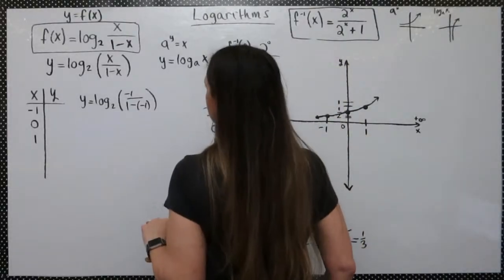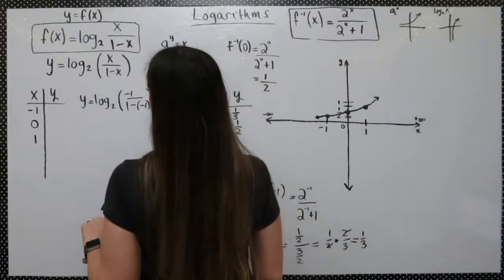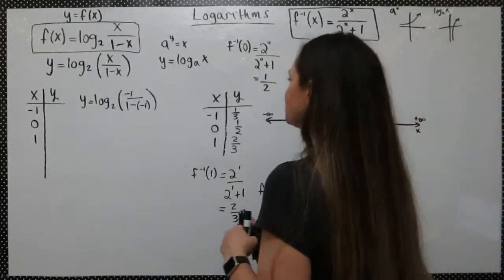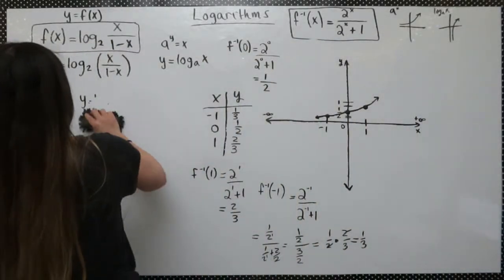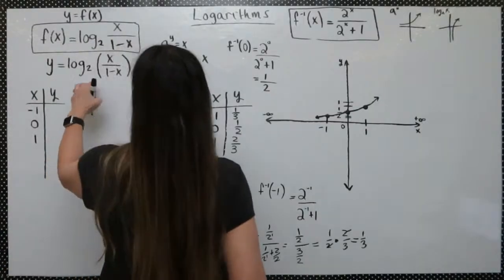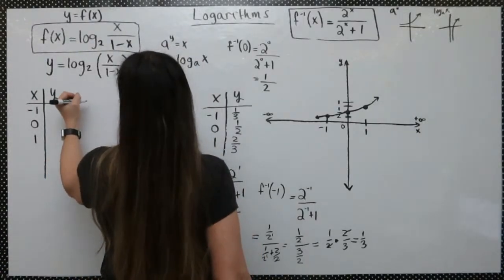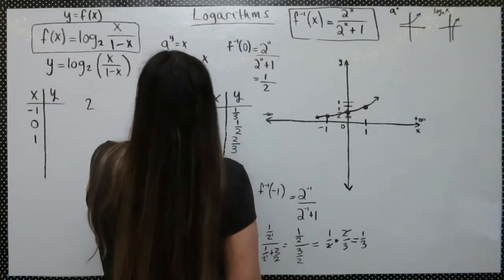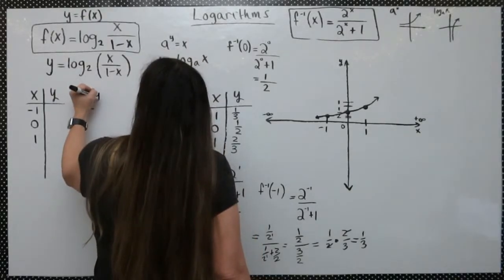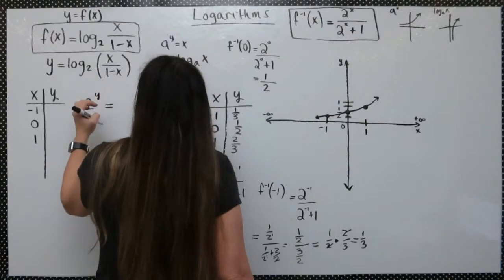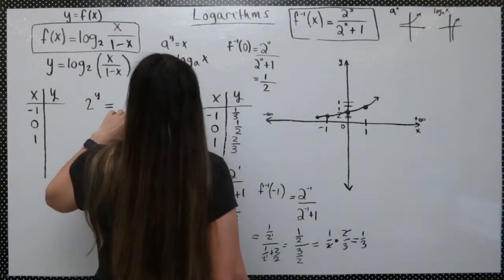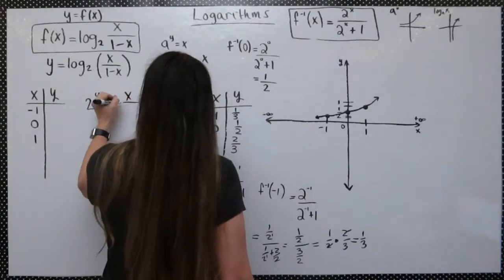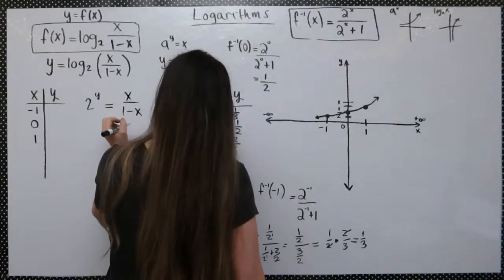I really think that you can't. So what I'm going to do is, I'm pretty sure this is not going to be legal, but I'm going to change this to exponential form. So this is going to be 2 to the y equal x over 1 minus x, I think.